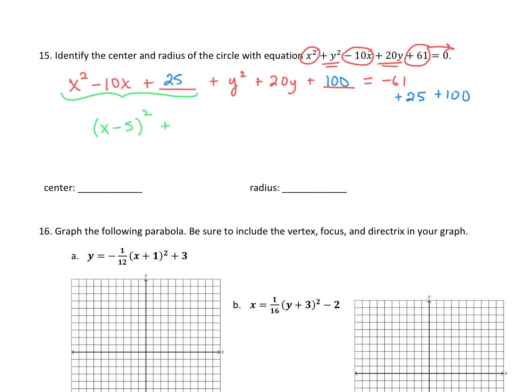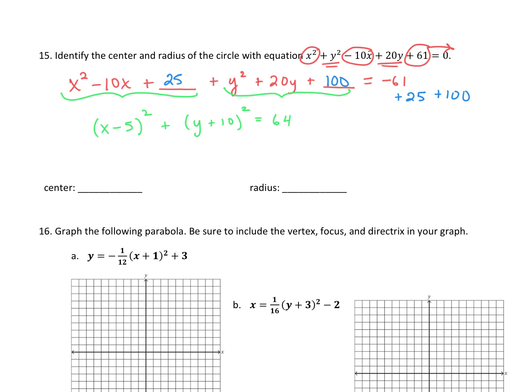So x minus 5 squared. For the y's, factors of 100 that add up to 20, that's going to be a 10 and a 10. So y plus 10 squared equals, and then we're going to add all those numbers together. We have a negative 61 plus 25 plus 100, and that gives us 64.